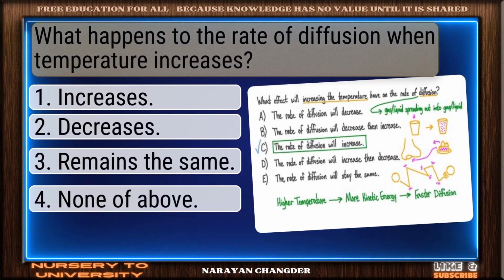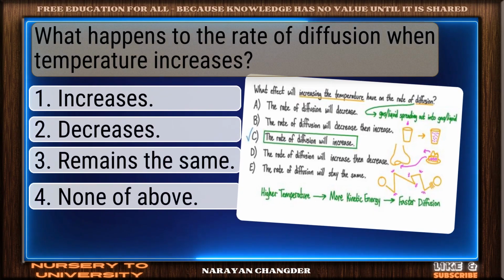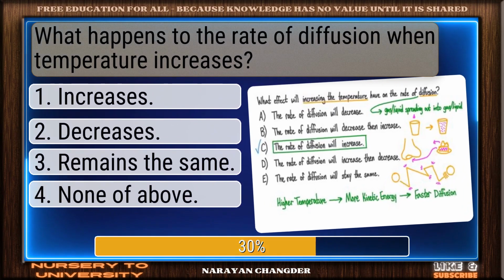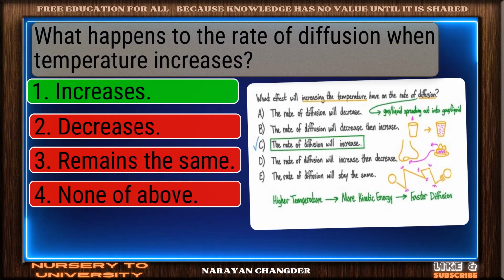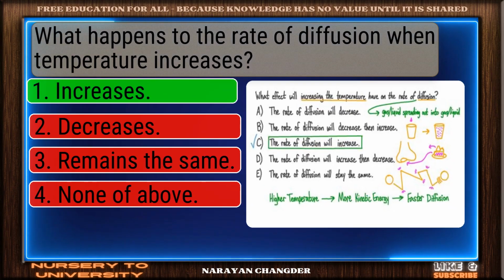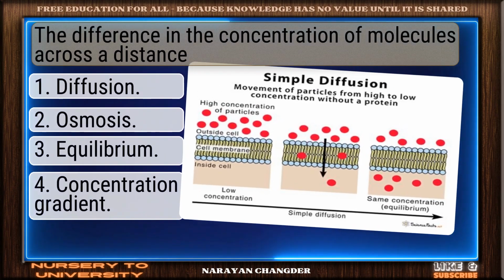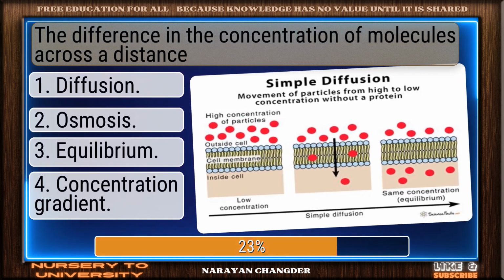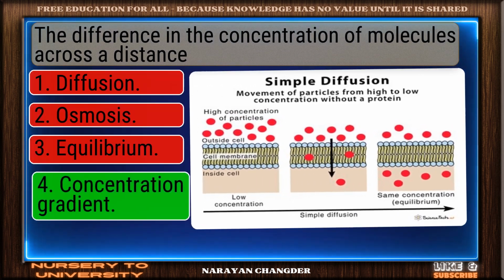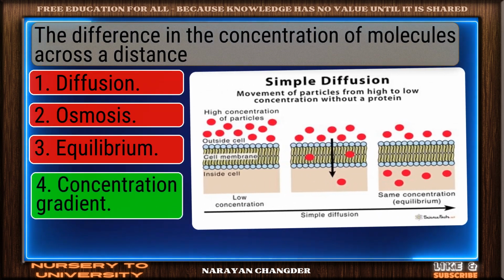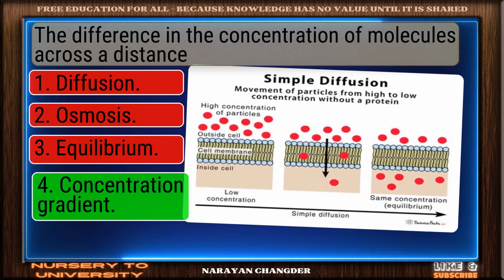What happens to the rate of diffusion when temperature increases? You chose increases, and it is correct. The difference in the concentration of molecules across a distance. Excellent. Concentration gradient is a brilliant choice.